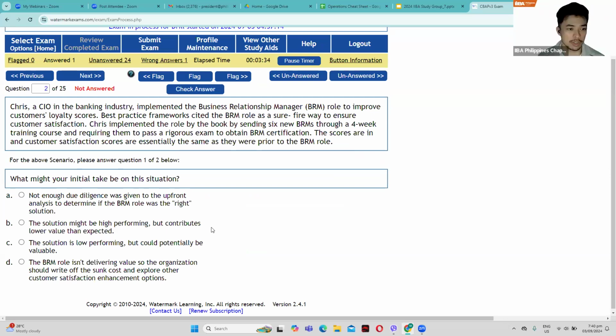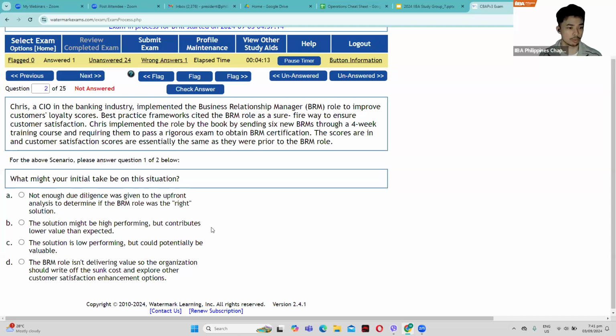Chris, a CIO in the banking industry, implemented the business relationship manager role to improve customers' loyalty scores. Best practice frameworks cited the BRM role as a surefire way to ensure customer satisfaction. Chris implemented the role by the book by sending 6 new BRMs through a 4-week training course and requiring them to pass a rigorous exam to obtain BRM certification. The scores are in and customer satisfaction scores are essentially the same as they were prior to the BRM role. So you have 2 questions based on this case study, the scenario.